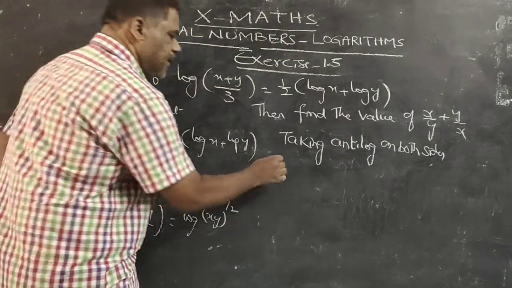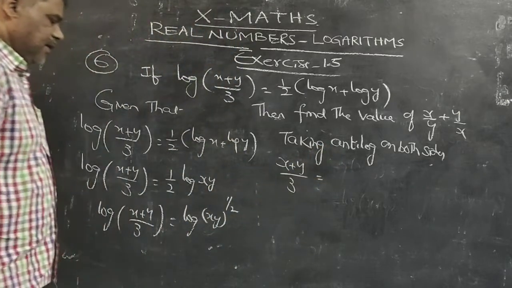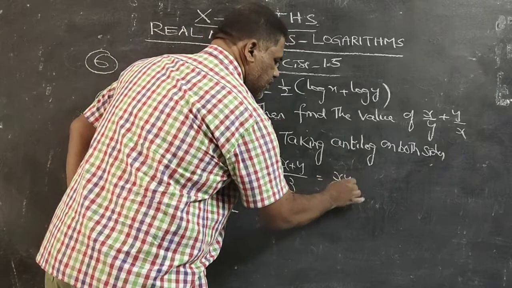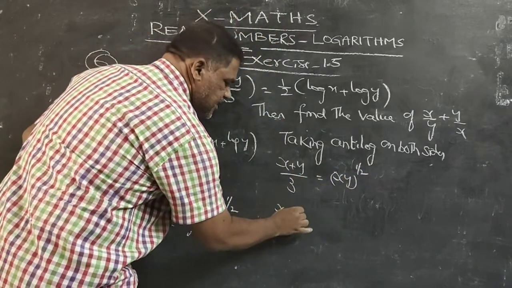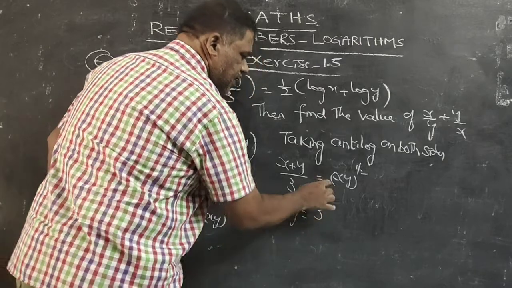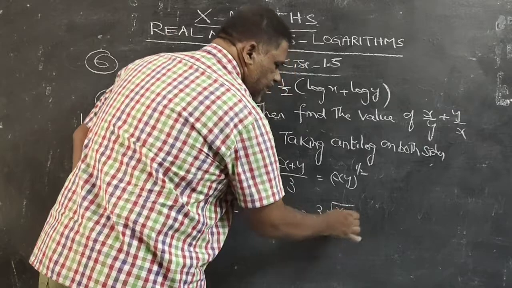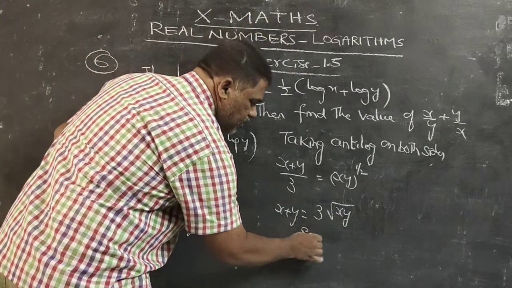So the left side will become (x plus y) by 3, the right side xy to the power 1 by 2. So x plus y is equal to, this 3 comes here, xy to the power 1 by 2, which is nothing but root xy. Power 1 by 2 is root xy. Now squaring on both sides.